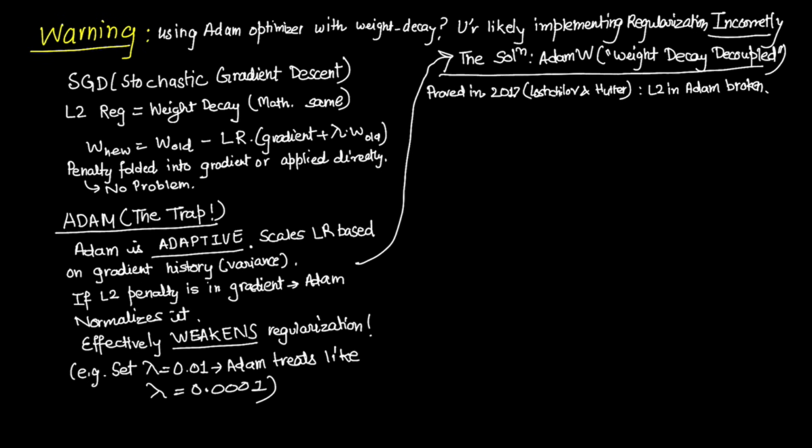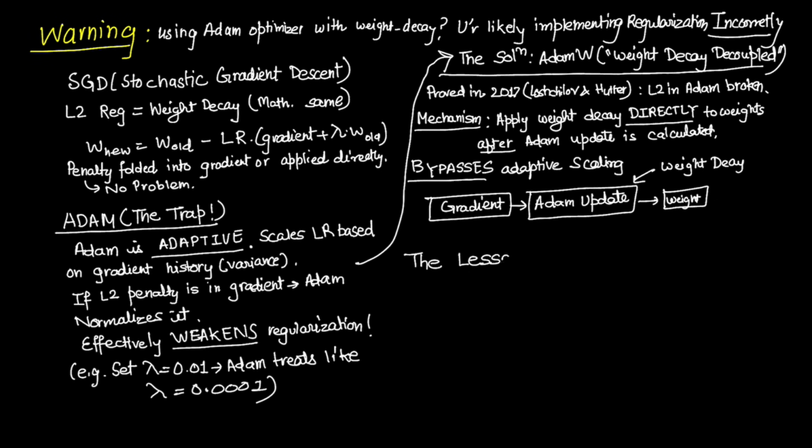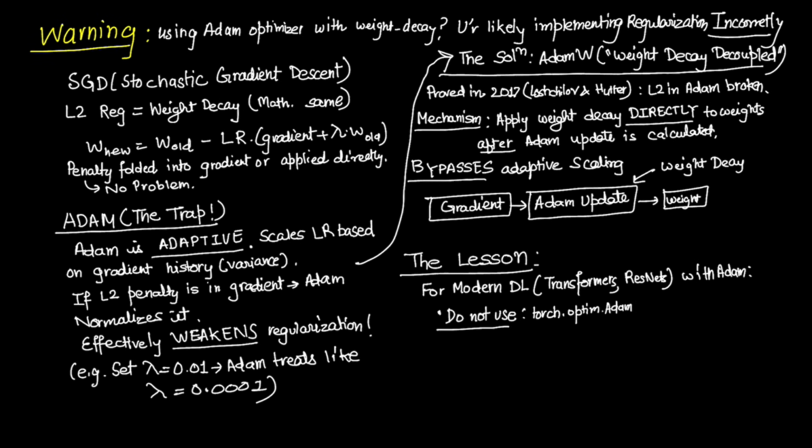The solution is AdamW. The W stands for weight decay decoupled. In AdamW, we do not add the penalty to the gradient. We apply the weight decay directly to the weight after the Adam update is calculated. We bypass the adaptive scaling. So what's the lesson? If you're training a transformer, a ResNet, or any modern deep learning model with Adam, do not use Adam. Use AdamW.